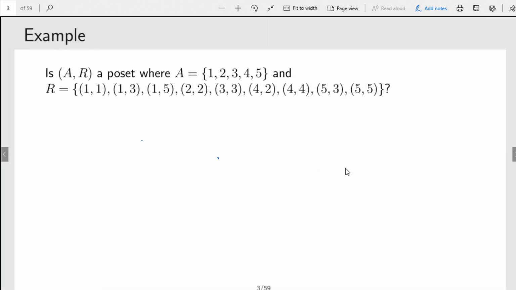Now let's see some examples. Here's the first one. You have a set A containing integers 1, 2, 3, 4 and 5, and the relation R given there. So is this a poset? Well, to answer this, we check whether this is reflexive, antisymmetric, and transitive.